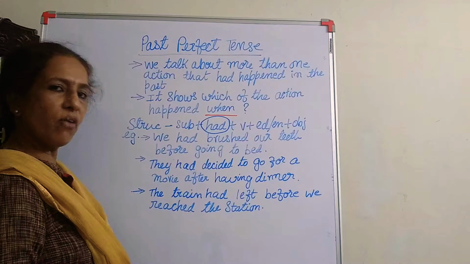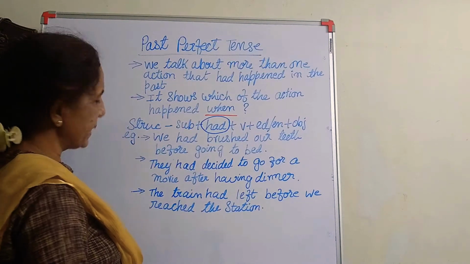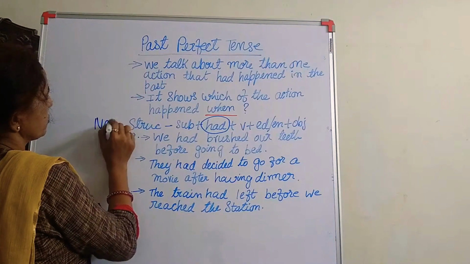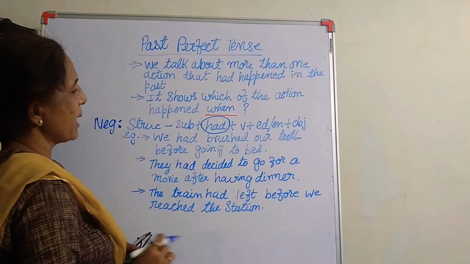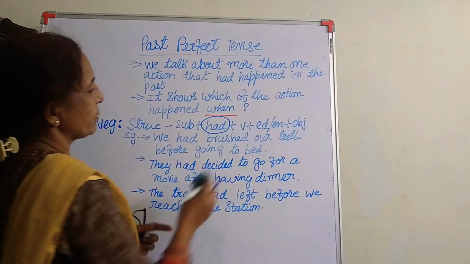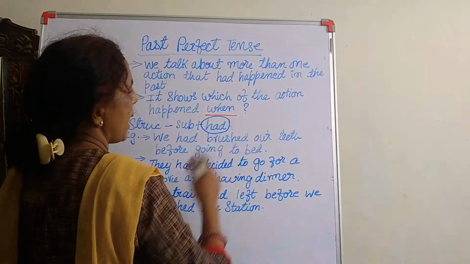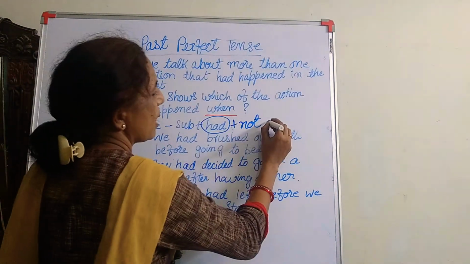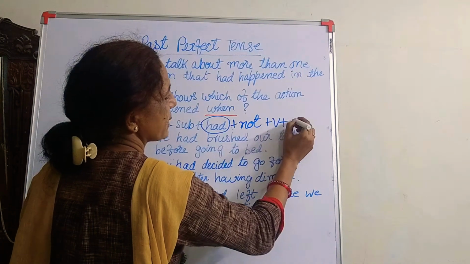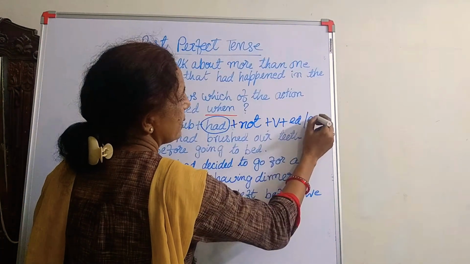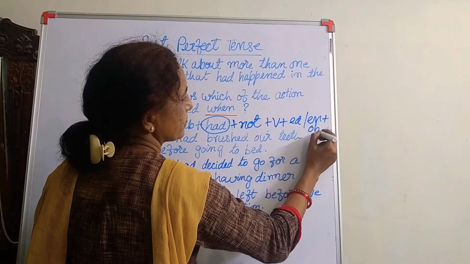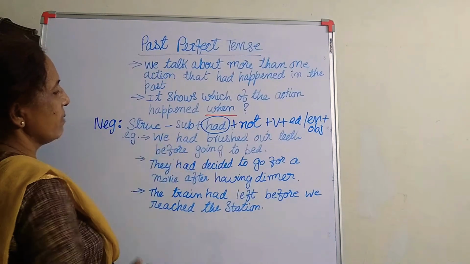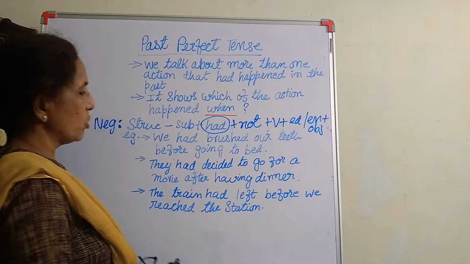So this is in case of affirmative sentences. If we go with negative, how would the structure be? Only not will be added. So subject, whatever it is, plus had plus not, as we saw in the present perfect tense, followed by the verb plus ed or en plus the object. This will be the structure for negative sentences. Here we will have had not, or hadn't also we can say.